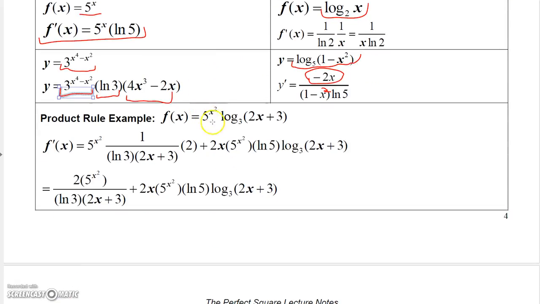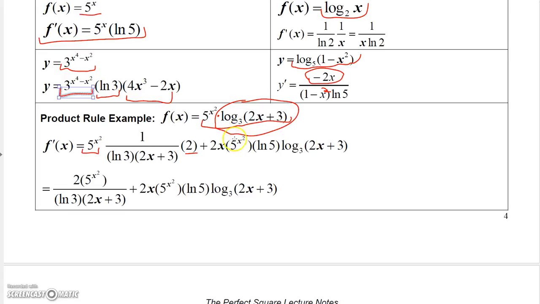Now, there's a product here. Here's a product of two functions. So basically, you know how to do the product rule. So I take the first function, which is this, and then multiply it by the derivative of the second function. So now the derivative of this would be 1 over natural log of 3 times 1 over 2x plus 3, and then times the derivative of 2x plus 3, which would be 2.